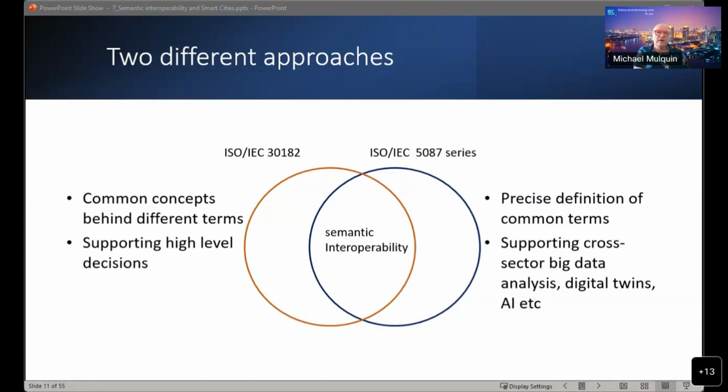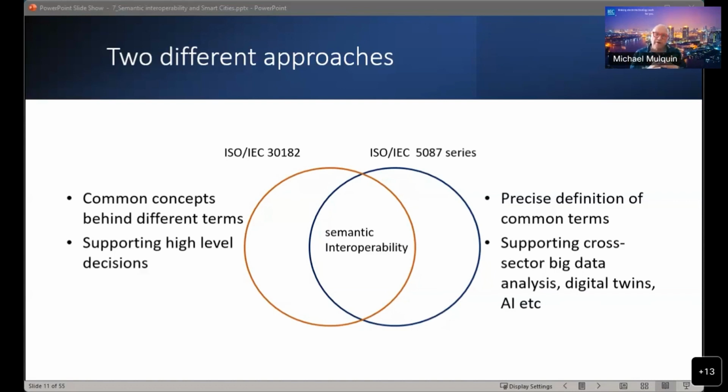So ISO-IEC 30182 is focusing on how you can take the many different terms that are used in each of the different city systems and try and isolate a few common core concepts that are behind them, to allow you to, if you like, map the different terms, the different concepts within a particular city system to something that becomes common to all of them, so that you can get an overall picture of what's going on and to support high-level system decisions about how things should be done in the city.